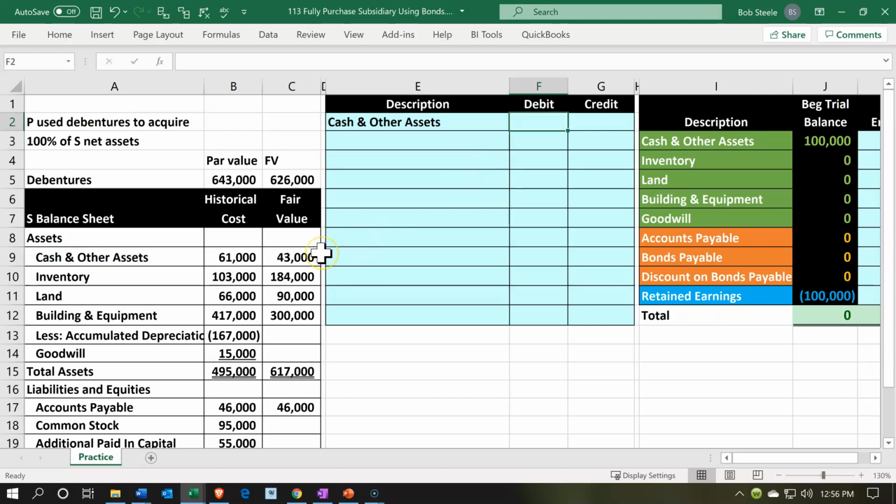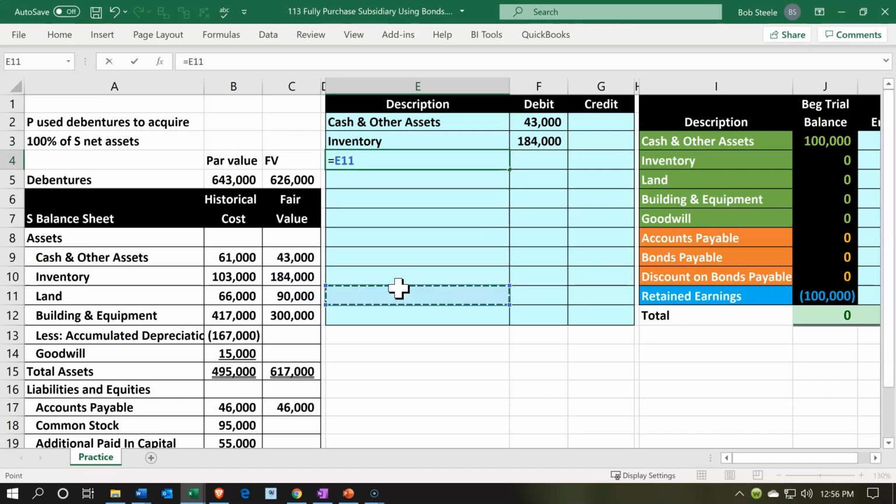But we have to pick up the fair value here, not the historical. So I'm going to pick up the fair value of the cash, and the other assets are grouped together here. And then we have the inventory. So inventory, I'll pick that up, and inventory is going up at the fair value. So that's the key. It's going to be a longer transaction, but pretty straightforward, because we're just going to take every asset line by line.